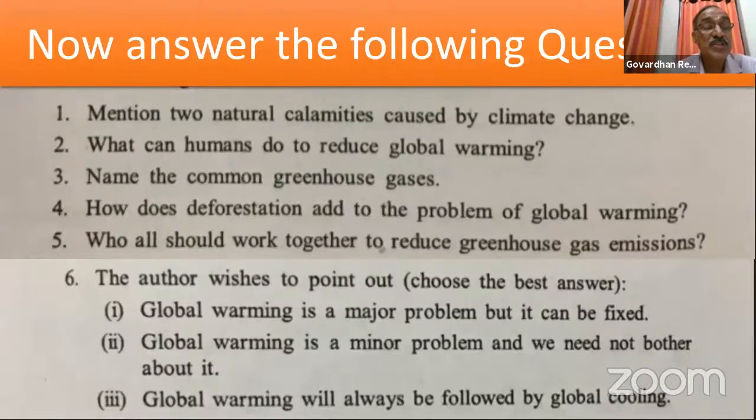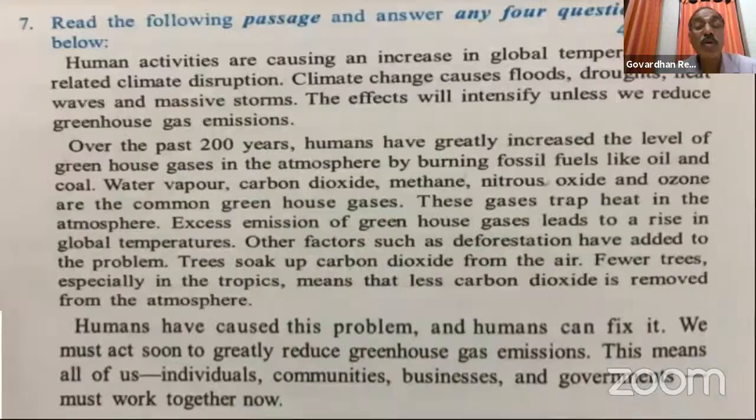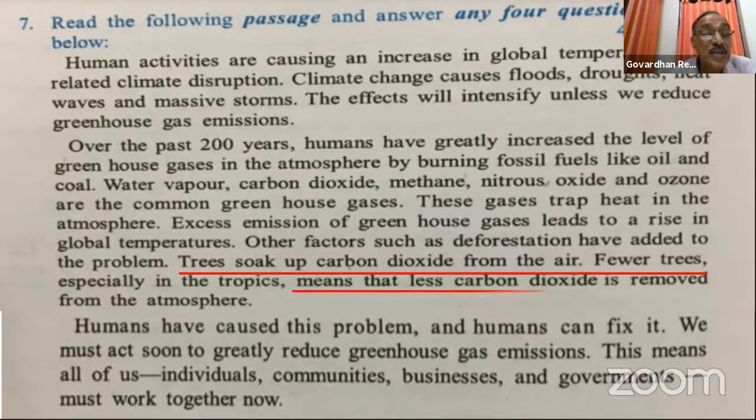Next, coming to the questions. 4th question, how does deforestation add to the problem of global warming? He's asking how is deforestation increasing the problem of global warming? Now, deforestation means cutting of trees. Cutting of trees means lesser trees. So actually trees soak up the carbon dioxide from here. Fewer trees means that less carbon dioxide is removed from the atmosphere. In this way, global warming increases.